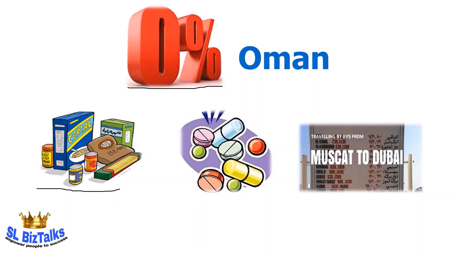food items. There is no particular list of which food items will apply VAT and which items will not apply VAT. Generally, basically, FMCGs may not apply VAT. This list will be decided by the particular authority. Basically, we can assume FMCGs will not apply VAT. And the second one is medicines, and VAT will not apply on medicines. As a consumer, we don't have to pay VAT on the purchase of medicines.